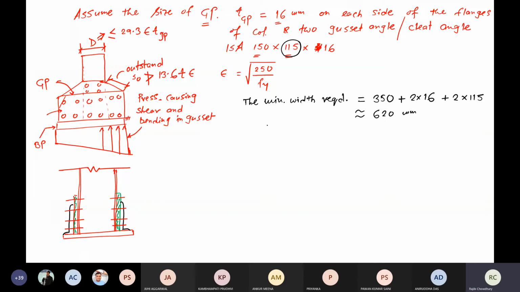So actually it would be coming 612 mm. So I am keeping the minimum width that has been provided as 620 mm.